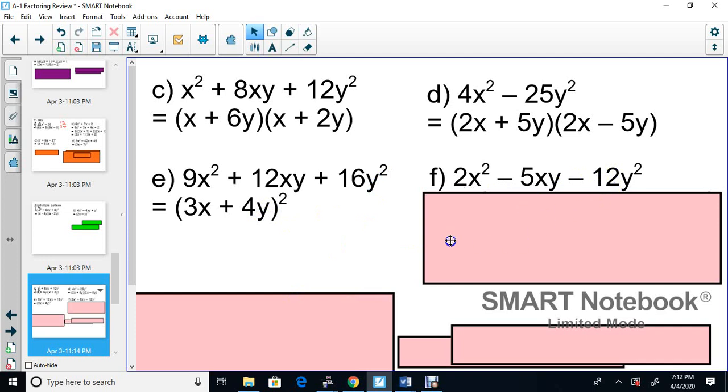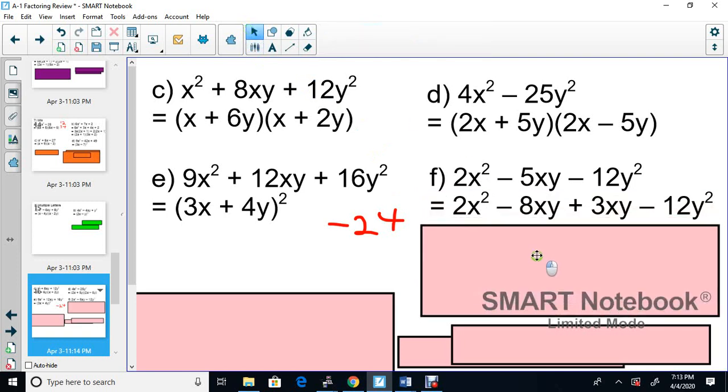You go 2 times -12, so you get -24. And then you have to find your two numbers that multiply to give you -24 and add to give you -5. So -8 and +3. So you break it up into those, -8xy plus 3xy. Now this is a little bit harder.